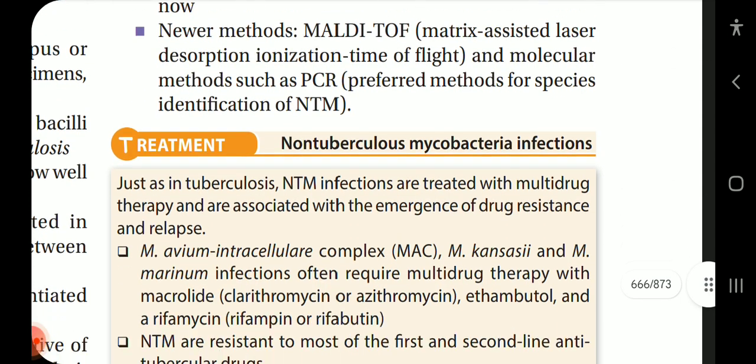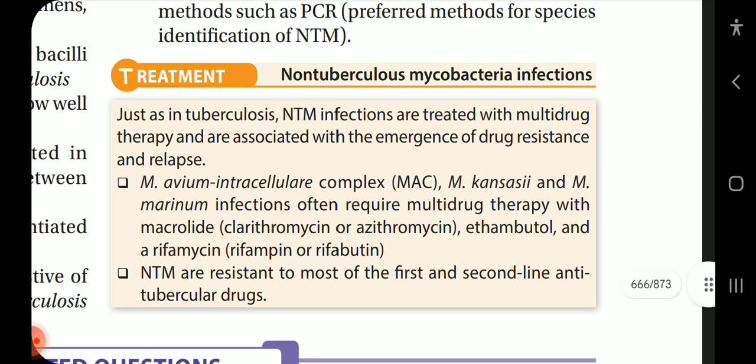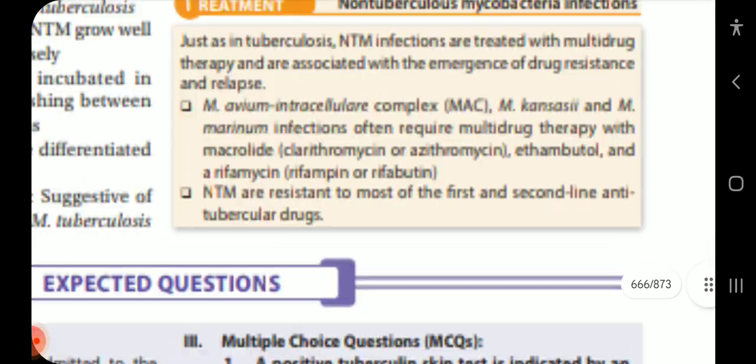Now, the treatment of non-tuberculous mycobacterial infection. Just as in tuberculosis, NTM infections are treated with multi-drug therapy and are associated with the emergence of drug resistance and relapse. M. avium intracellulare complex, M. kansasii, and M. marinum infections often require multi-drug therapy with a macrolide, clarithromycin or azithromycin, ethambutol, and rifampin or rifabutin. NTM are resistant to most of the first and second line anti-tubercular drugs. Okay, so this completes our chapter.